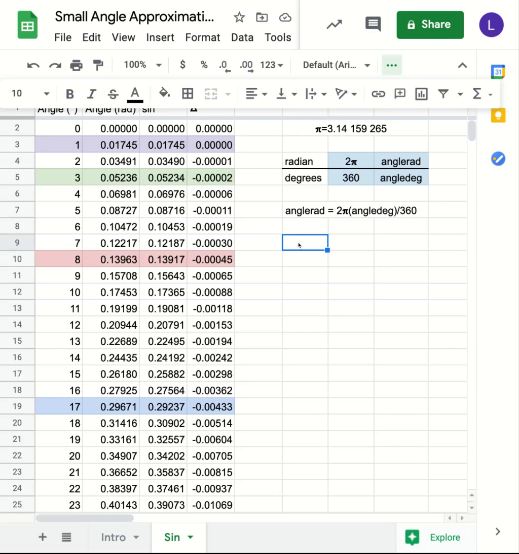So the number of significant digits: 1, 2, 3, 4, 5. Five significant digits were good to 1 degree. Four significant digits were good to 3 degrees. Three significant digits were good to 8 degrees. Two significant digits were good to 17 degrees. And one significant digit, 38 degrees.